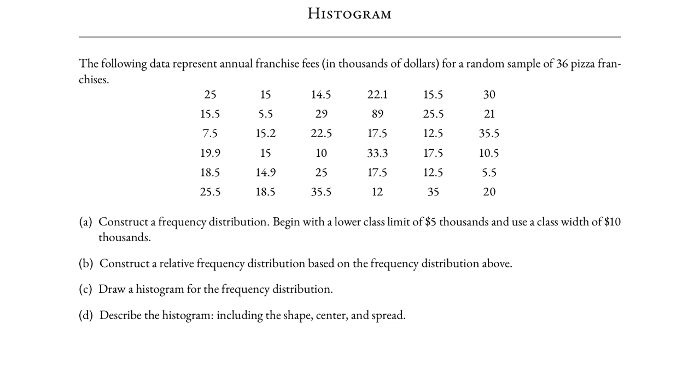The distribution table consists of two columns. The column on the left is the category called the classes, and the column on the right-hand side is the frequency, or the count.